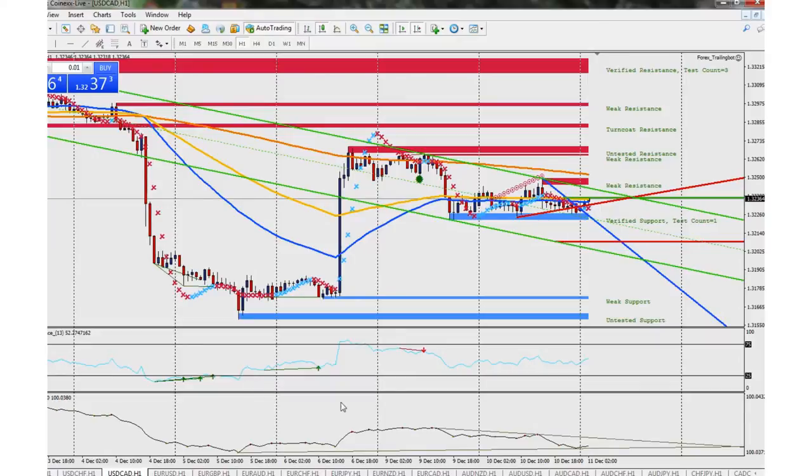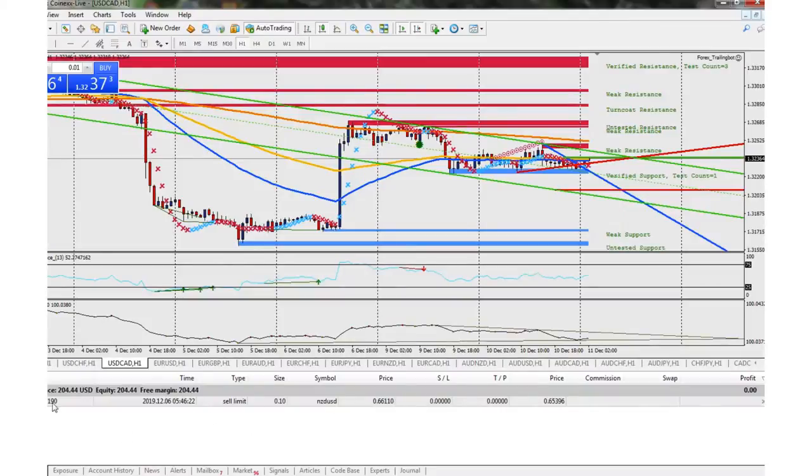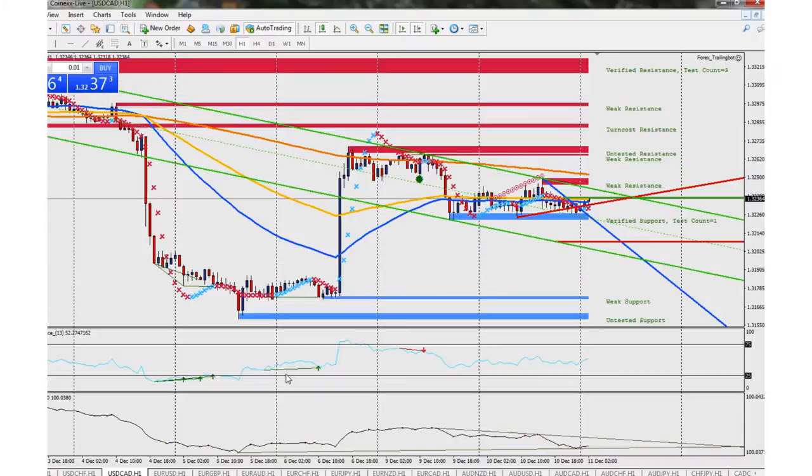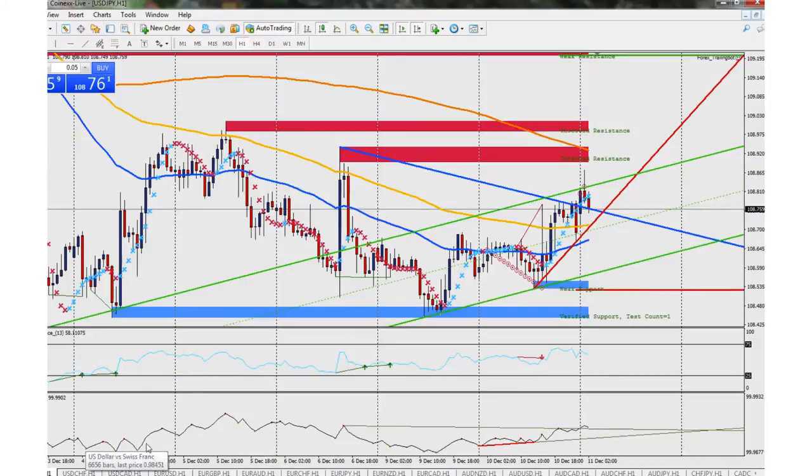We're just going to go over some trades real quick. Right now I'm in no trades, as you can see. I just got a pending order right here, but that's all I got right now. So we're going to enter some trades. We're going to look through the chart here, starting with the USD JPY.